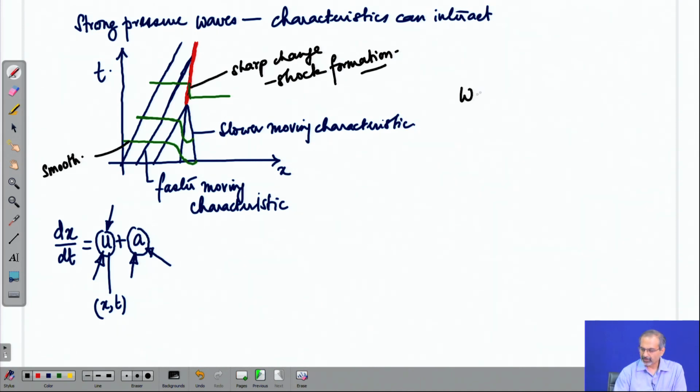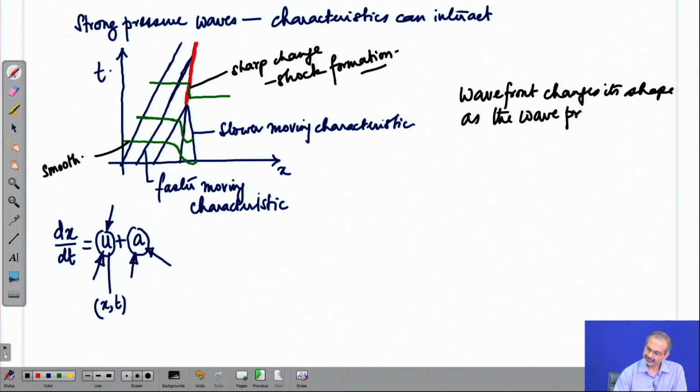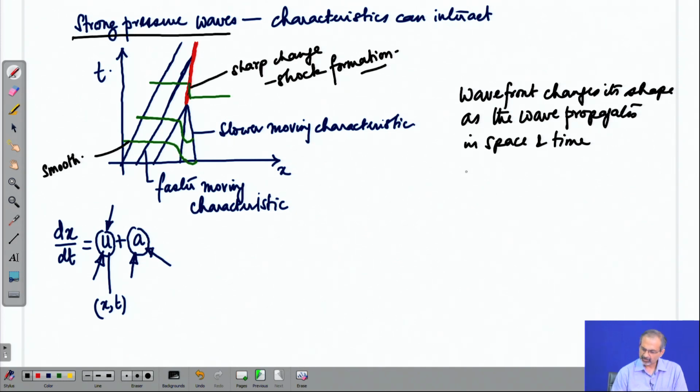So, the wave front changes its shape as the wave propagates in space and time for a strong pressure wave. These are often called nonlinear waves.